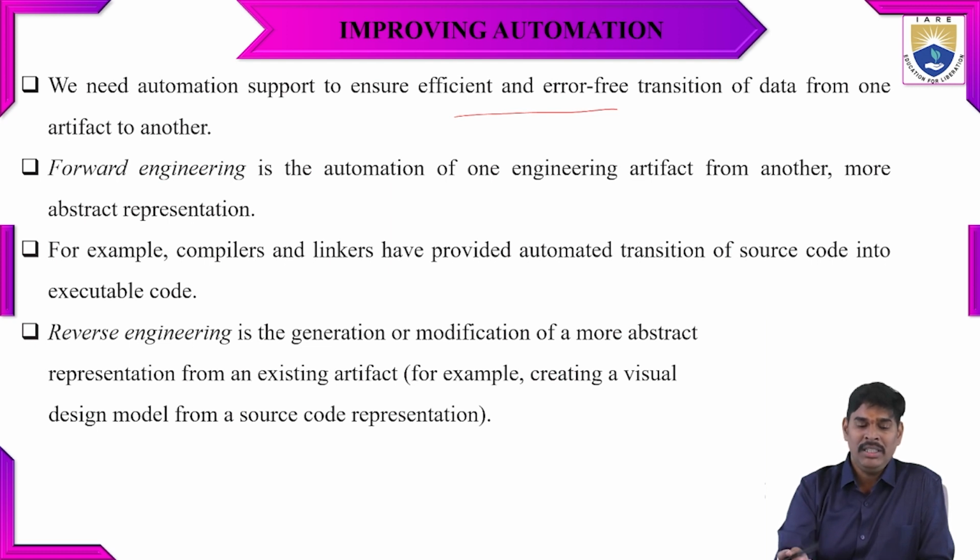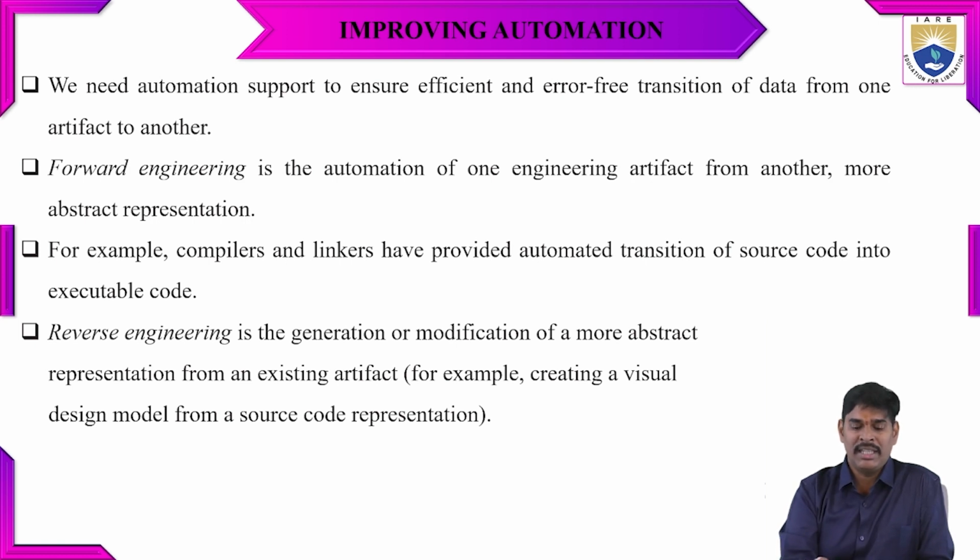So here we have another engineering called forward engineering. Forward engineering is nothing but the automation of one engineering artifact from another, so we can have the abstract representation. For example, compilers and linkers have provided the automated transition. It means from the source code into the executable code. So it will be converting from the source code to the executable code. So that is what we call forward engineering.